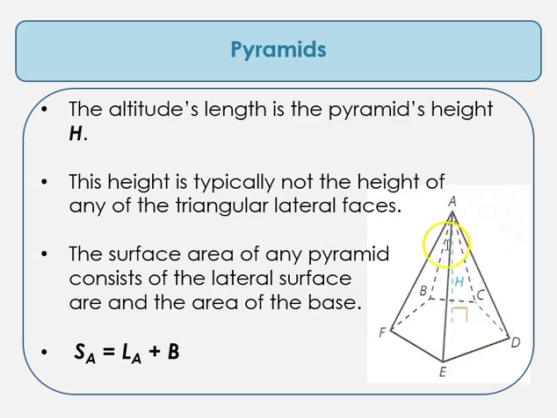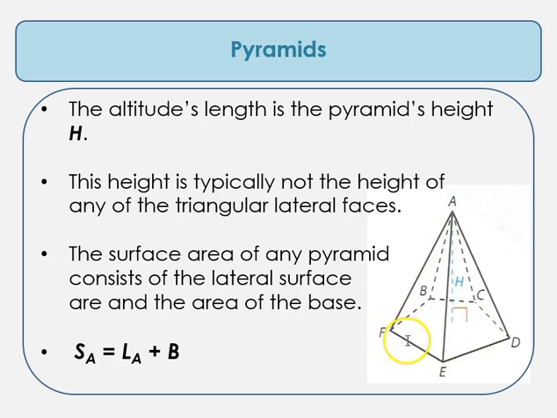So the altitude's length is actually what we call the pyramid's height. To measure how high this figure is, you do not use these edges. What you'll use is the perpendicular that's dropped. So what we've also known as the altitude, we are calling the height, which is big H. This height is typically not the height of any of these faces. So for almost all of these figures, it will not be the height of the triangular faces, which will actually be another measurement that we'll take.